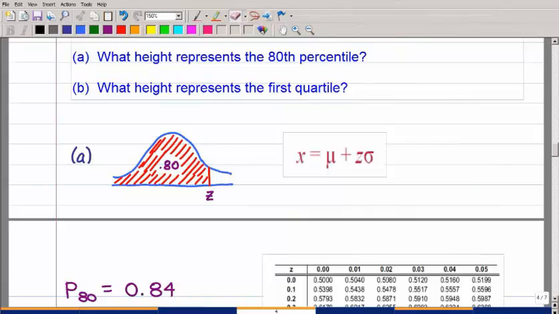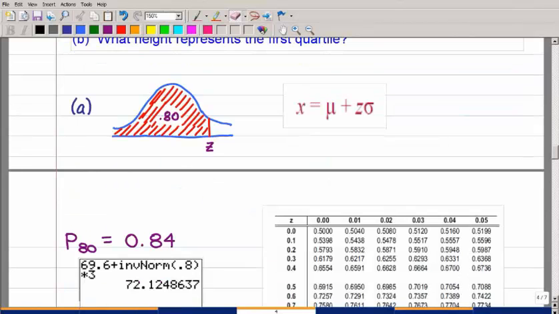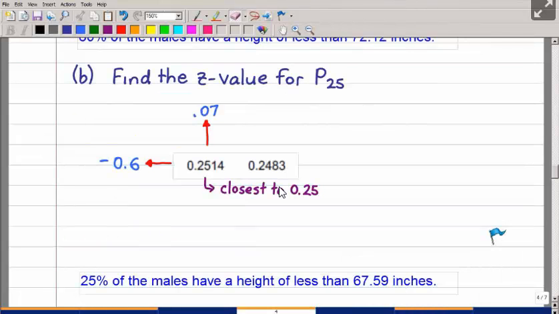Now, part B for this problem says, what height represents the first quartile? Going back to what we learned earlier about quartiles, the first quartile is the same thing as the 25th percentile, hence the fact it's breaking the data into quarters. So for the z value for P25, we want to find the closest one. There's the two I pinpointed, 2514 and 2483. It's a little closer to 0.25.